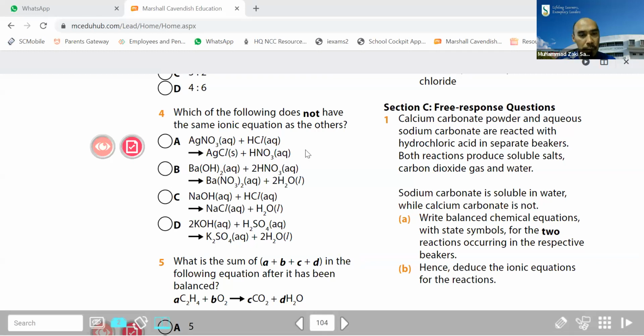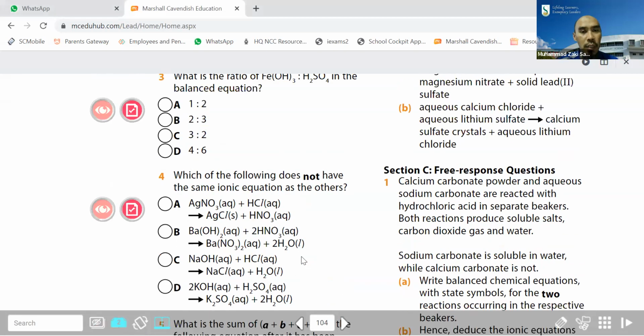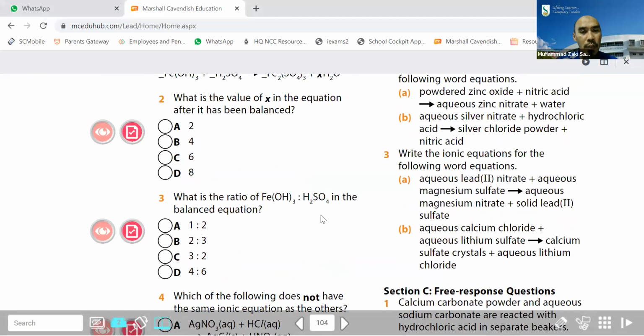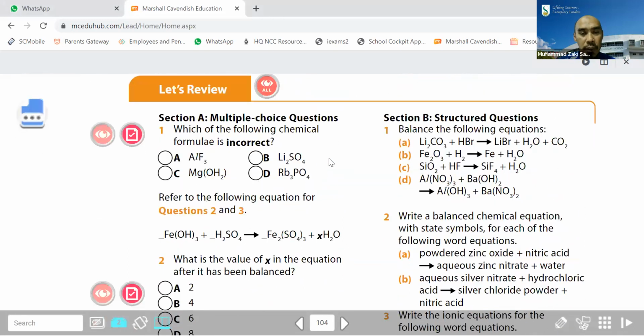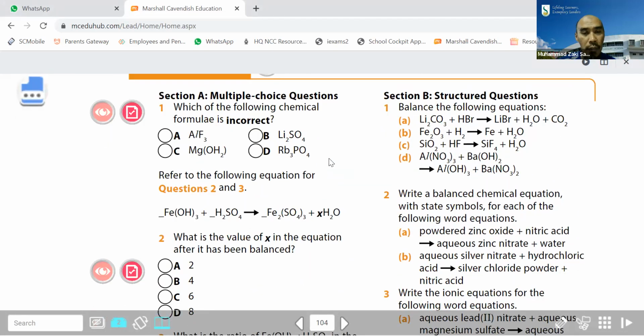I'm now at page 104. Let's do this very quickly. This page is on the topic of chemical formula and equation. So let's write question 1. Question 1 asks which chemical formula is incorrect. How to know whether it's correct or incorrect? It's quite a tough job actually. You need to memorize the chemical formula for the ions.